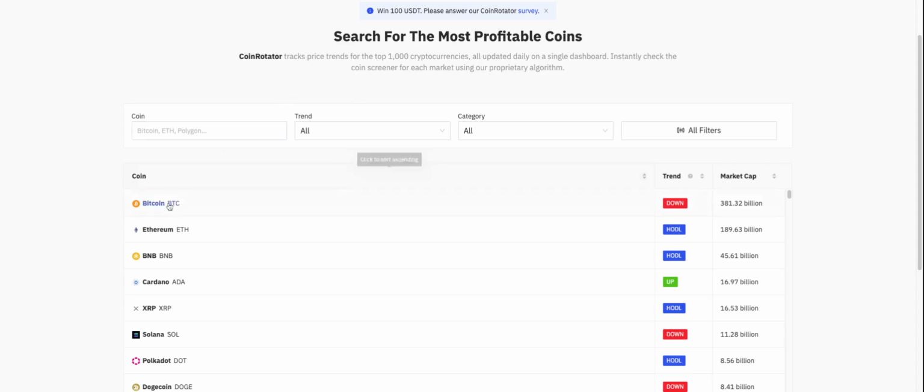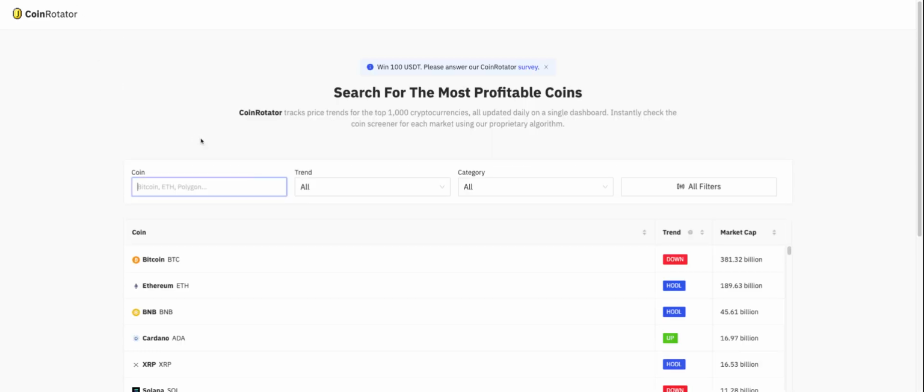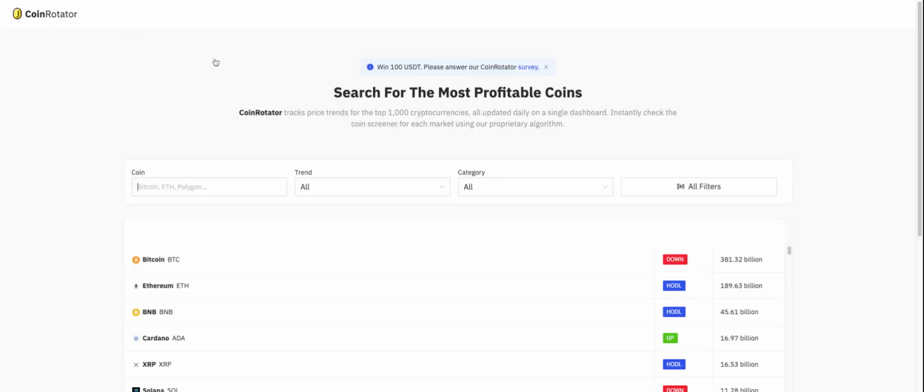So, for example, if BTC, well, now it's in a downtrend. Let's check a hodl coin so you can see. So now BNB is in a hodl. So it simply means because BNB is in a downtrend against USD, it's in an uptrend against BTC, but a downtrend against ETH. So that cancels. These signals cancel each other out, so they're in a hodl. That's all that means. It's not a signal in itself. It's just letting you know that you need to pause if you're looking for a specific uptrend or downtrend.